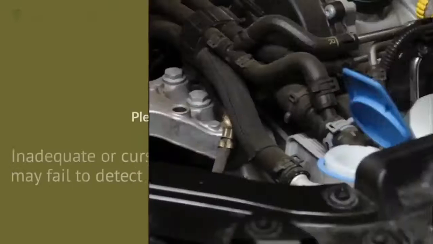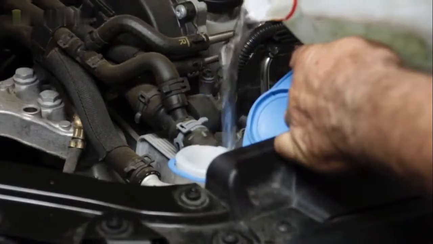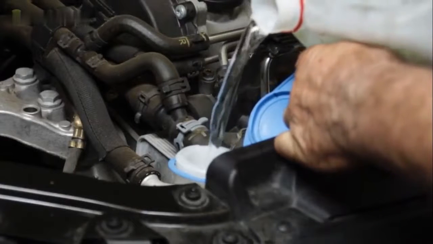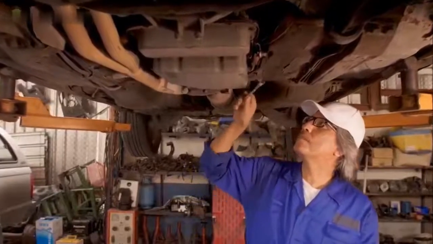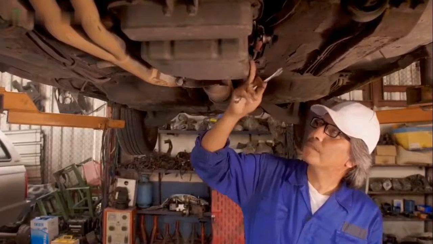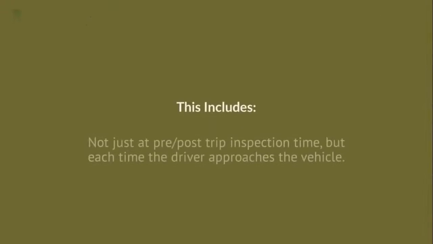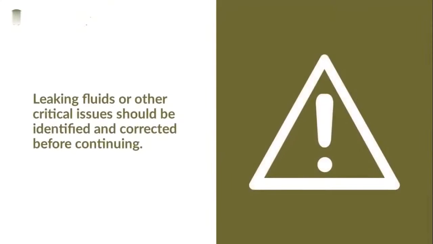For example, fluid leaks. Even many good drivers fail to detect fluid leaks while doing a vehicle inspection. In addition to checking the truck components listed previously, the driver should conduct a visual check around and underneath while approaching the vehicle and throughout the entire circle inspection process. This includes not just at pre- or post-trip inspection time, but each time the driver approaches the vehicle in preparation for driving. Leaking fluids or other critical issues should be identified and corrected before continuing.